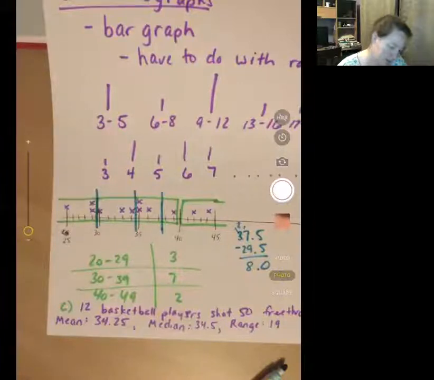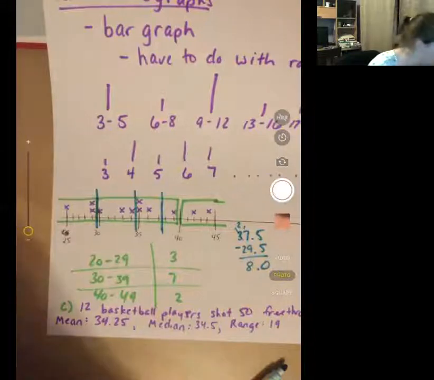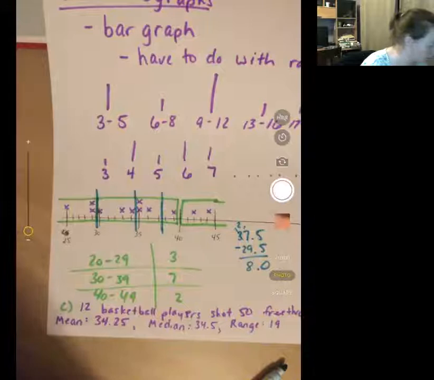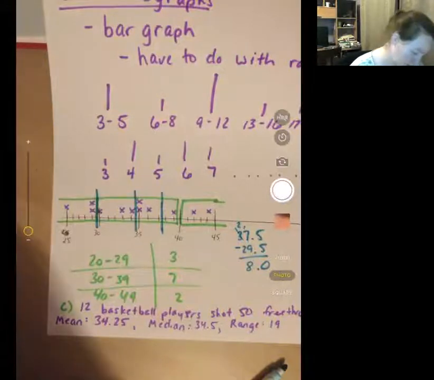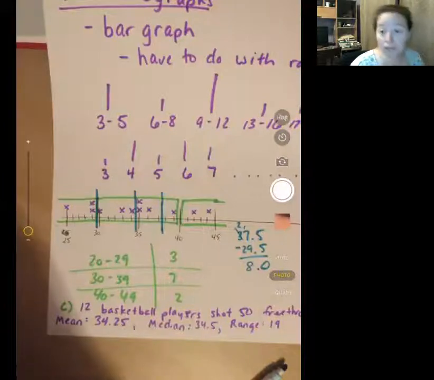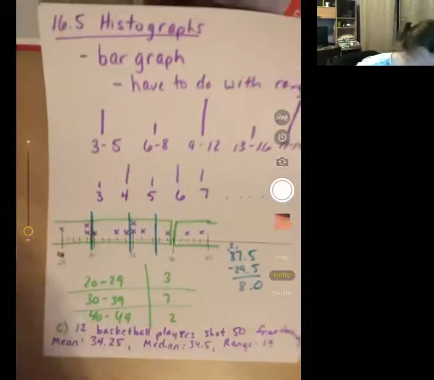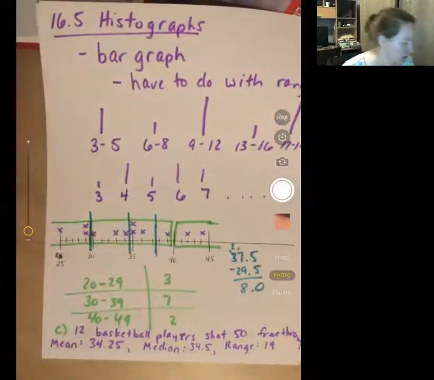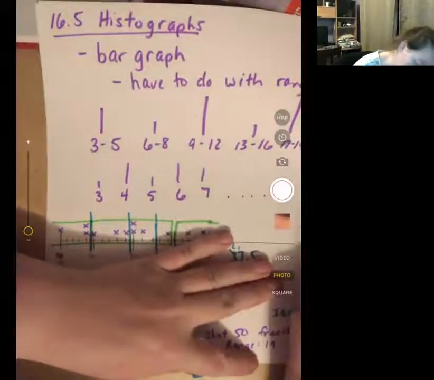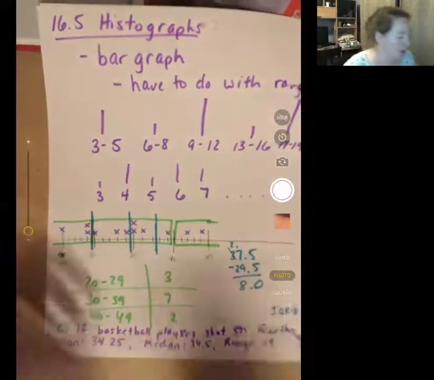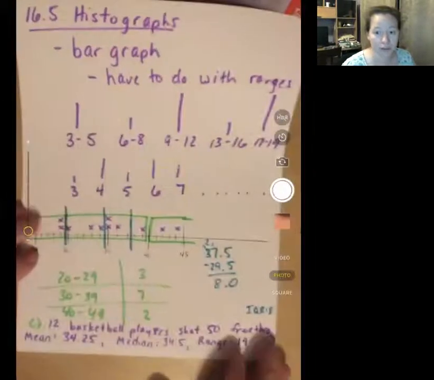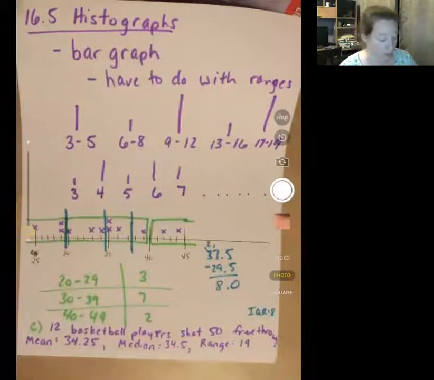36 and 39. Halfway between 36 and 39 is 37.5. And then between 29 and 30 is 29.5. Huh. Okay. The only reason why I'm sitting here saying that is because the book says the IQR is 6. The IQR is not 6. The IQR is 8. That's weird. Okay. IQR 8. All right. So pause that if you need to. I am moving on to the next page.